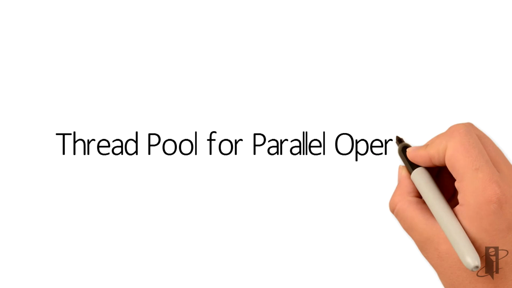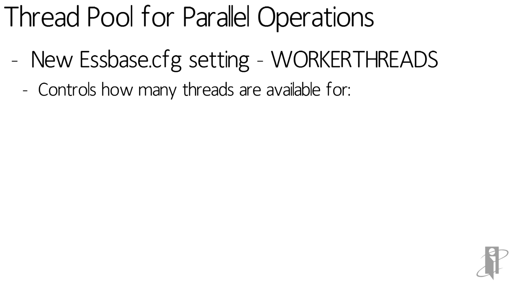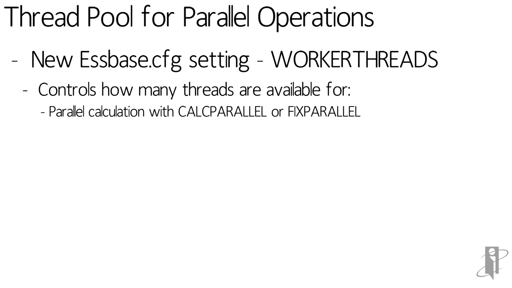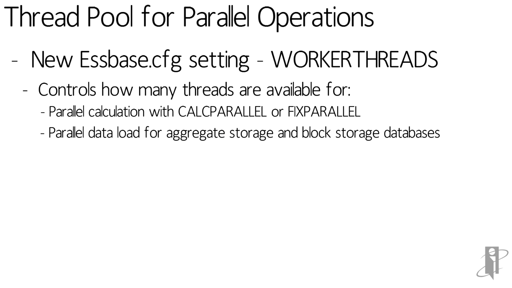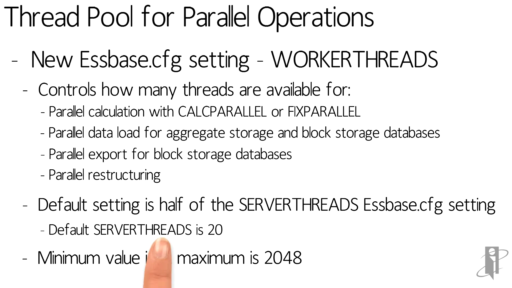There's a new Essbase configuration setting called WORKERTHREADS. This setting controls how many threads are available for parallel calculation with either CALCPARALLEL or FIXPARALLEL, parallel data loads for aggregate storage and block storage databases, parallel exports for block storage databases, and parallel restructures. The default setting of worker threads is half of the server thread setting. Our default server thread setting is 20, making our default worker thread setting 10. The minimum value for the worker thread setting is 5, and the maximum value is 2048.